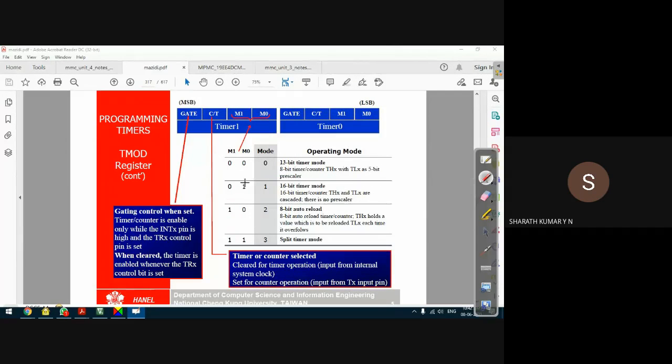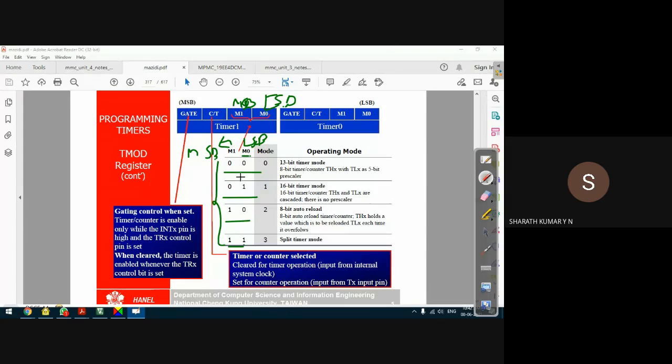As I said, there are 4 possibilities: 00, 01, 10, 11. M1 is the MSB bit; if we exchange this, it becomes a wrong convention. M0 is the LSB bit, the least significant bit, and M1 corresponds to the most significant bit.